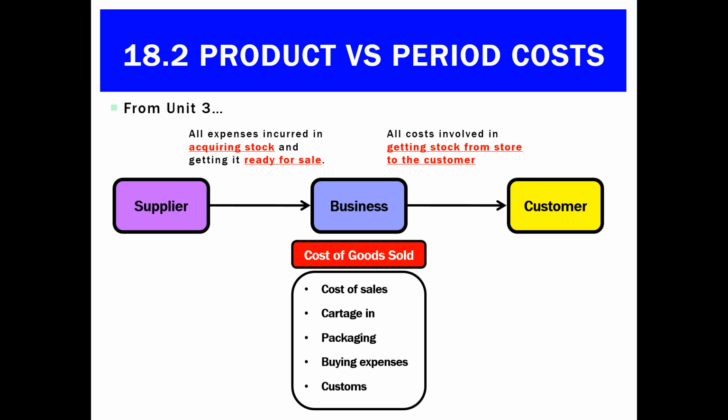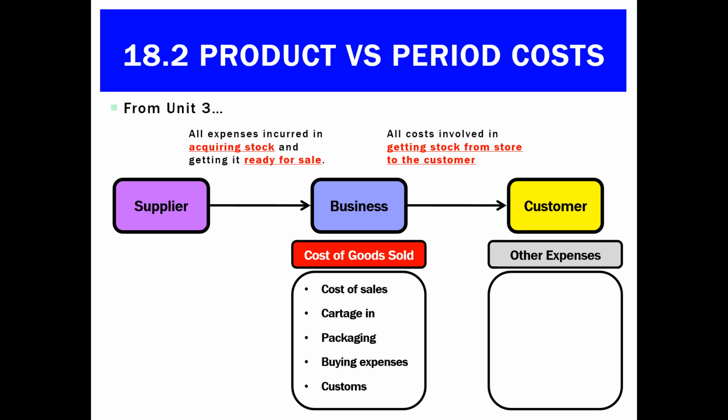We then had costs involved in running the business every day, which is essentially getting stock from the store to the customer. So not literally, but every little thing that's involved in running our business so that we can sell stuff to customers. And we called those other expenses. So they were things like cartage out, carry bags, advertising, vehicle expenses, rent, wages, insurance, all that sort of stuff.